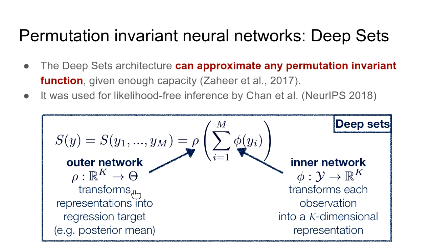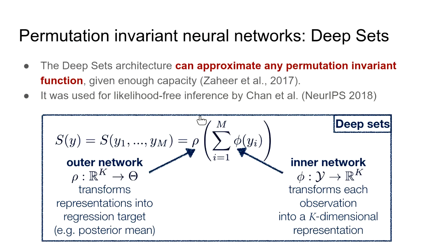So again, it's fairly simple. You take all observations individually, you apply the same function phi to all of them, then you sum all the outputs, and then you apply another function rho. And of course, it's quite easy to see that this will be permutation invariant, since we compute phi for all observations, and then we sum them. And since the sum is invariant to permutations, the whole function will be invariant to permutations.